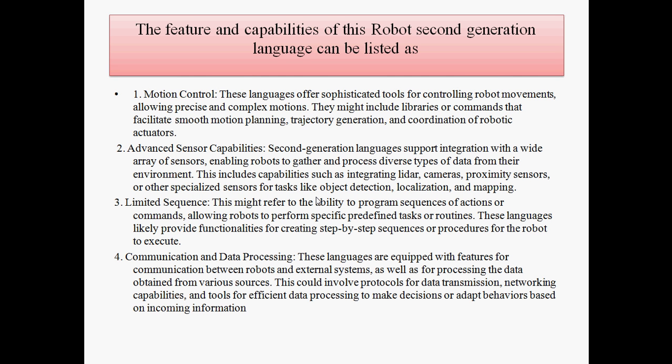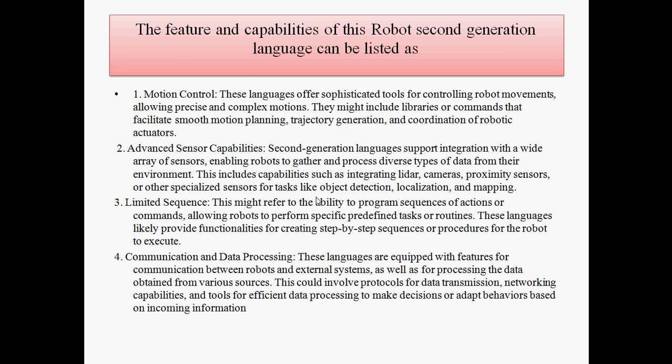And the next is communication and data processing. The communication between robots and external systems is better equipped with this, and it is useful for conditional operations, and helpful for different protocols and data transmission, as well as improving network capability. So these are the features added over there, and data will be processed efficiently, and we can make decisions based on the incoming information.